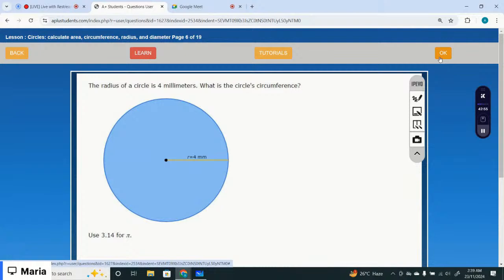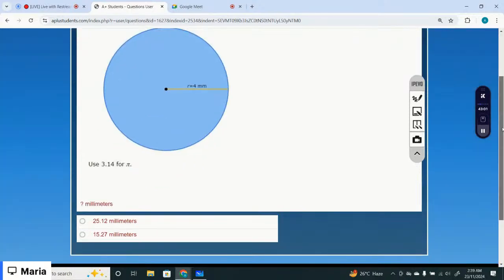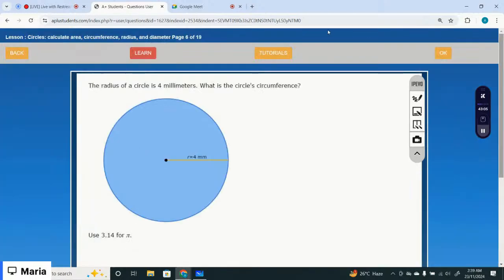That is, the radius equals 4 millimeter. The circumference is 2 pi r. That is 4 times 3 is 12 and 25.12 is the correct option. Okay, you can complete the lesson by yourself later today.